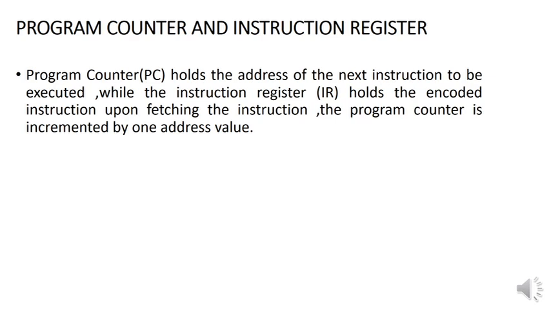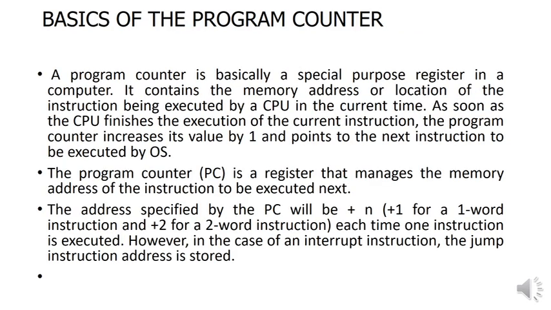So let's go. Basics of the program counter. A program counter is basically a special purpose register in a computer. It contains the memory address or location of the instruction being executed by the CPU at the current time. As soon as the CPU finishes the execution of the current instruction, the program counter increases its value by 1, and points to the next instruction to be executed by the OS.